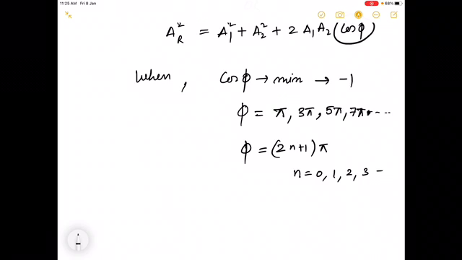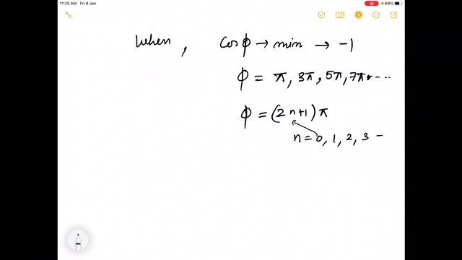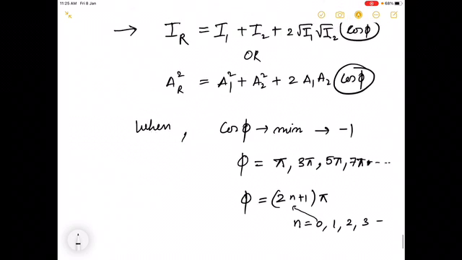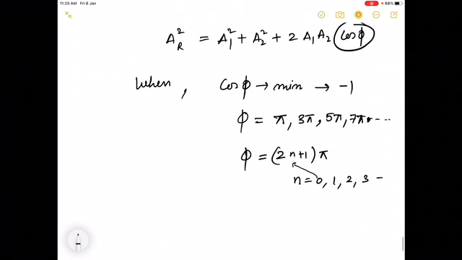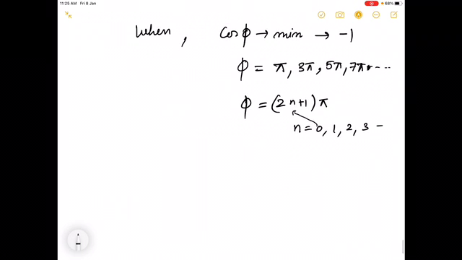Okay, let's try to find. When I put n is equal to 0, very clearly it will come out to be pi. Yes or no? When you put n is equal to 1, it will come out to be 3 pi. You put n is equal to 2, it will come out to be 5 pi, right? So basically n should start with a whole number, so your phi will be 2n plus 1 times pi. Yes or no? I hope everybody agrees with me. Yes. Okay, now again let's talk about the path difference here also, right? Okay, now path difference.